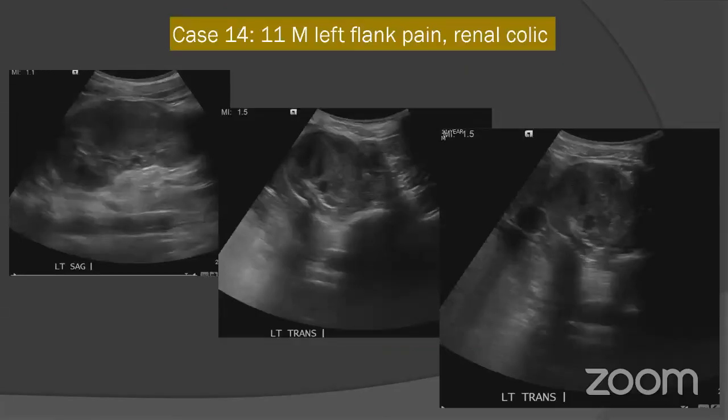Now, this 11-year-old male has left flank pain and renal colic. So I have the sagittal and transverse images of the left kidney. And this is the left kidney. I'm just going to outline that for you since these are the representative images. This is the left kidney. And the patient has acute onset renal colic. So you can see there is no hydronephrosis in the left kidney. And there is this hypoechoic area within the left kidney.